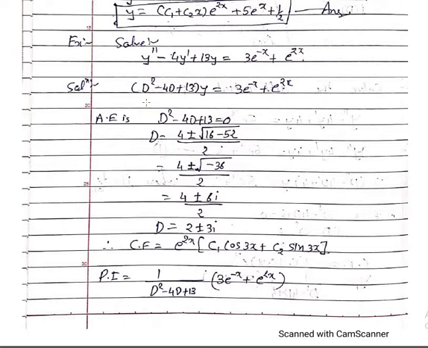Now again you have (D² − 4D + 13) y = 3e^(−x) + e^(2x). So the auxiliary equation is D² − 4D + 13 = 0.